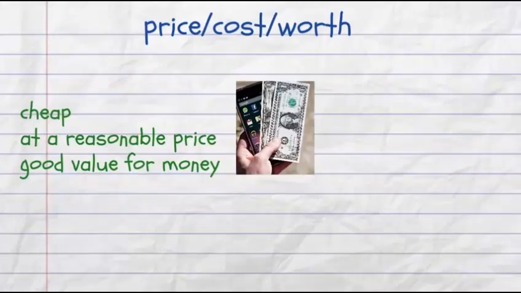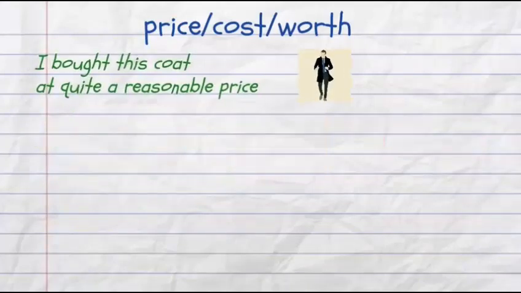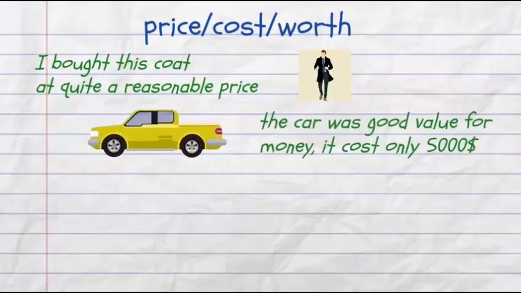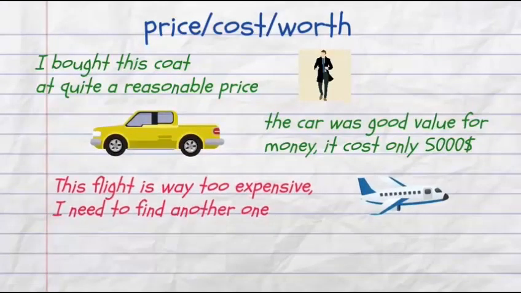Talking about the price, something can be cheap or bought at a reasonable price, or be good value for money. Or the goods may be expensive, or you can say cost a fortune. For example, I bought this coat at quite a reasonable price. The car was good value for money, it cost only $5,000.